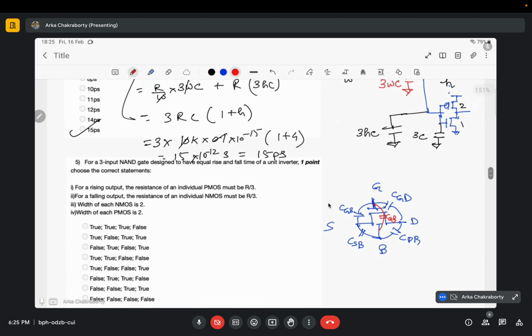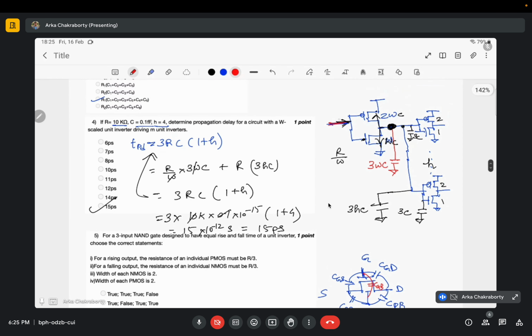Okay, so this capacitance that you are talking about is the gate related capacitances. So this would be 3C, and this would be 3WC, and this is the drain. This is the drain related capacitances. So this is also equal to 3WC. So both at the input and the output we will be seeing 3WC capacitance.